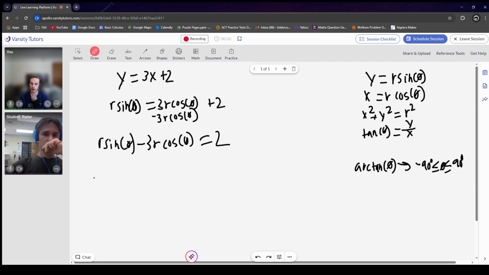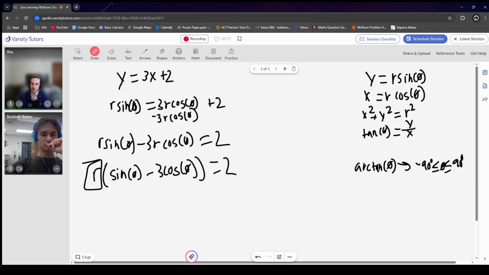So we pull the r out, and we get r times sine of theta minus 3 cosine of theta. And now r is on its own, and we just have this thing attached to it. So how do we get rid of that thing attached to it? I guess you could just divide it to the other side. Yep, that is exactly right.